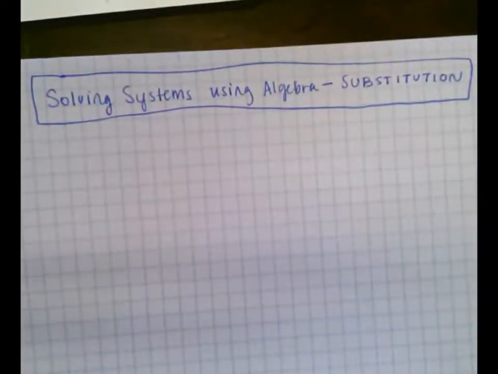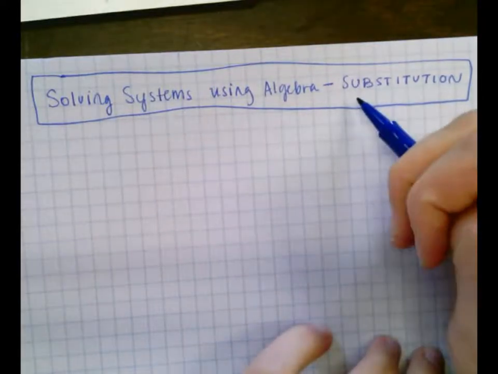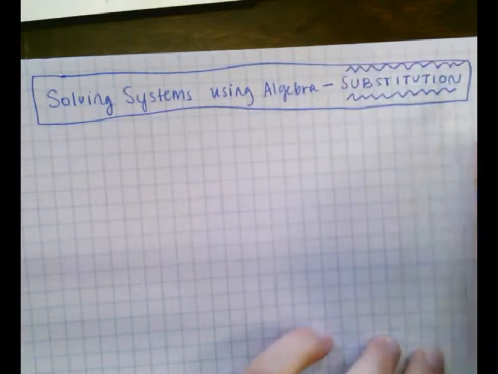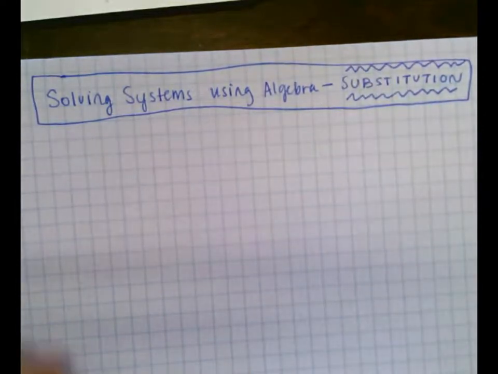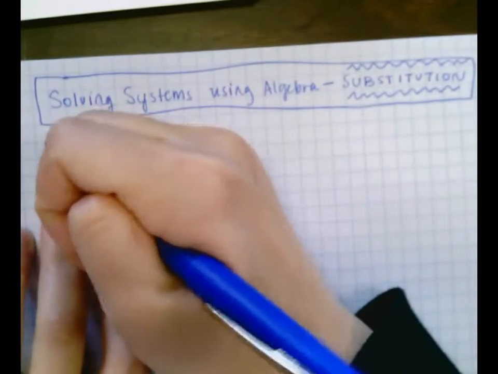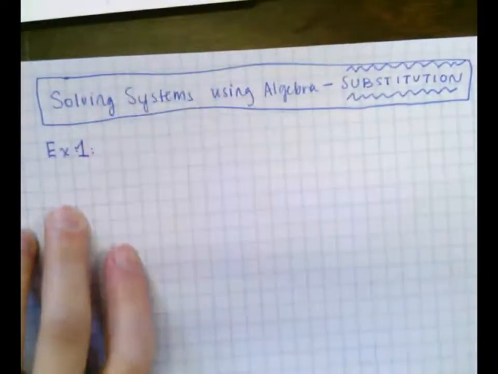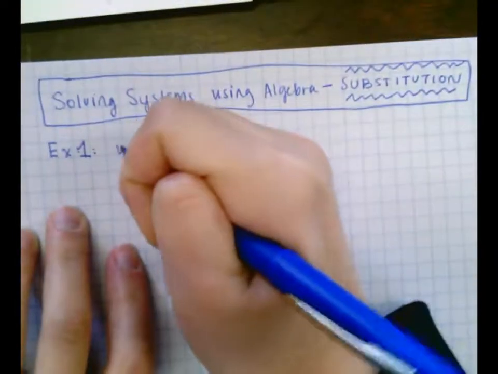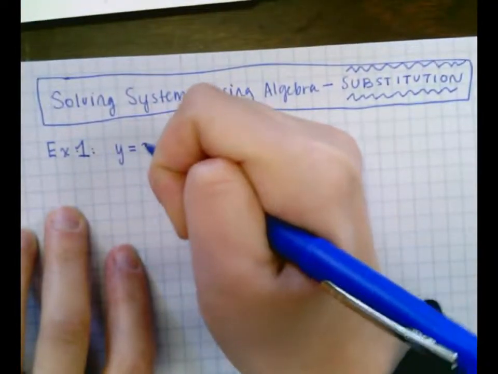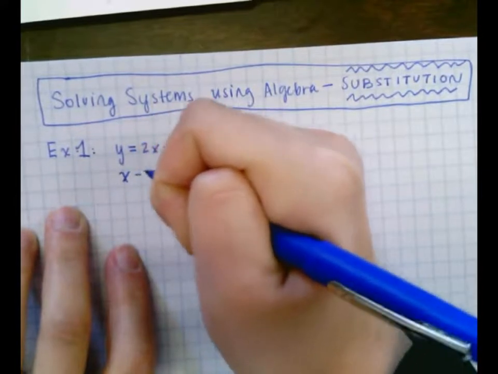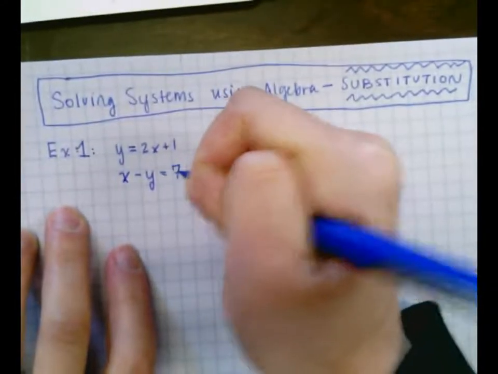Hi Algebra 1 students. This video is on solving systems of equations using algebra, and specifically we're going to be thinking about this method called substitution. You may have heard of this before, but we're going to do one easy example and one medium example. So example 1: y equals 2x plus 1 and x minus y is equal to 7.